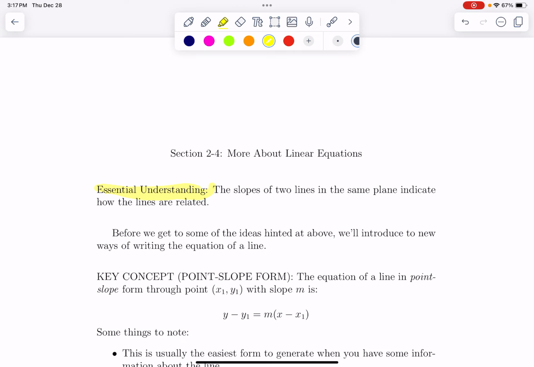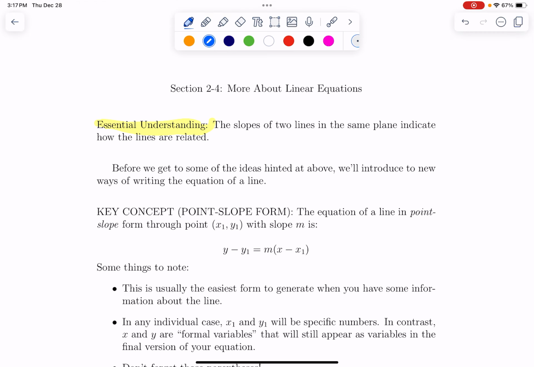The slopes of two lines in the same plane indicate how the lines are related. If we notice certain relationships between slopes, we know something about the lines, but that comes a little bit later. So here's one thing we want to know. It is what's called the point slope form of the equation of a line.